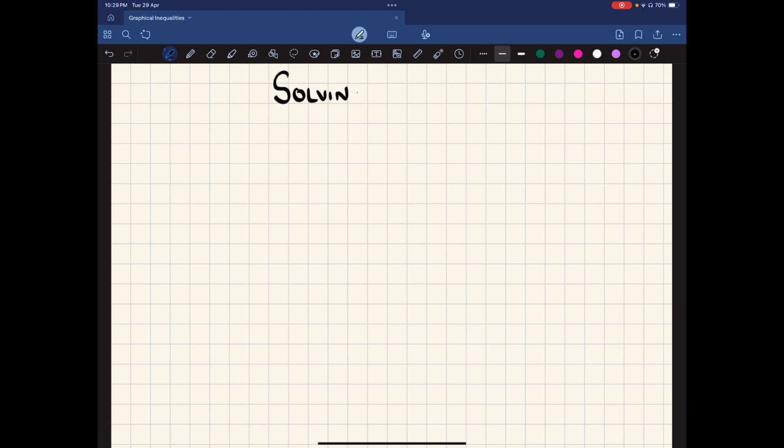Solving inequalities. As already stated, an inequality looks like an equation with one of the four symbols: less than, greater than, less than or equal to, greater than or equal to. One of these is going to be used in place of an equals to sign. When solving inequalities, the rules are the same as for solving equations. So do to the left hand side what you do to the right hand side of the inequality.